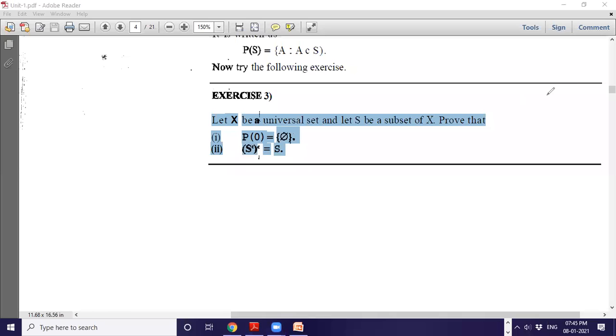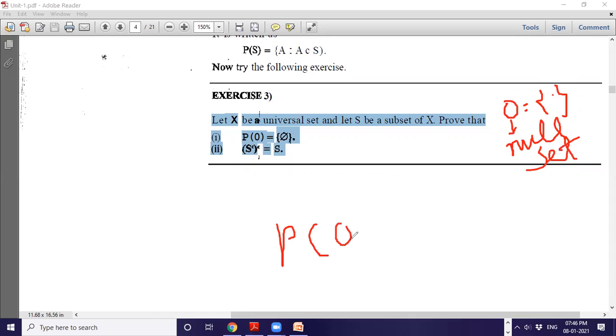If there is no element, then that 0 I already showed you earlier, by this O you can consider it as an empty set or null set, right? So what will be its power set? Power set of this will be just this one, nothing present in this set.